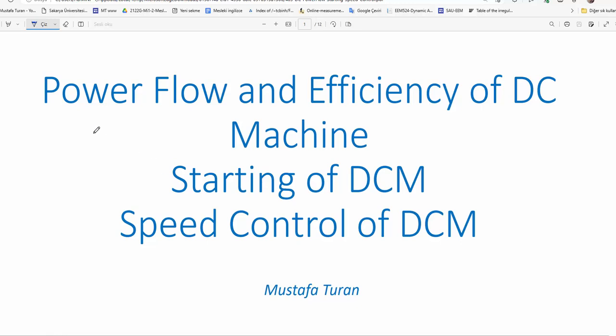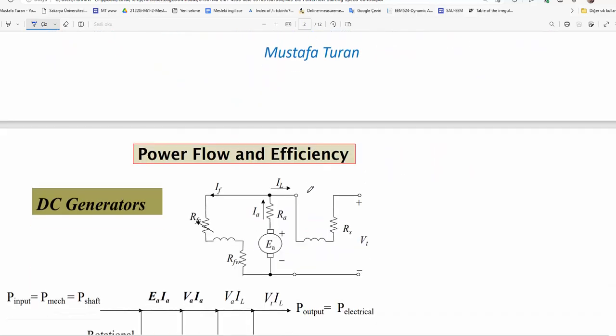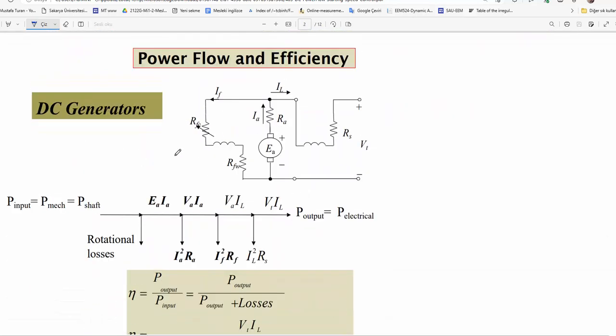Let's study power flow and efficiency of DC machine. First, DC generators. Power flow is very obvious, in fact.